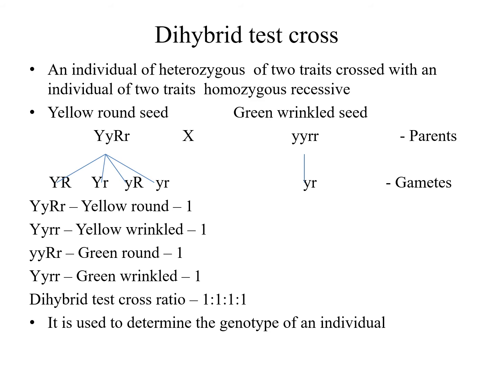So here the ratio is 1:1:1:1. In monohybrid test cross we got 1:1. Dihybrid test cross ratio is 1:1:1:1. It is used to determine the genotype of an individual.